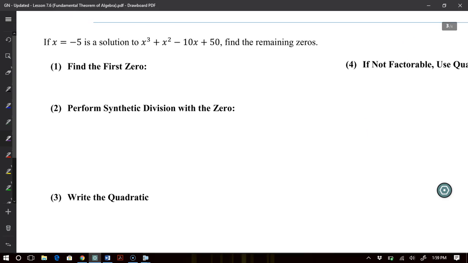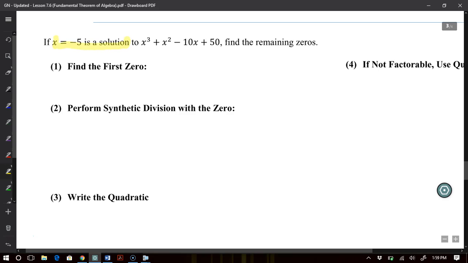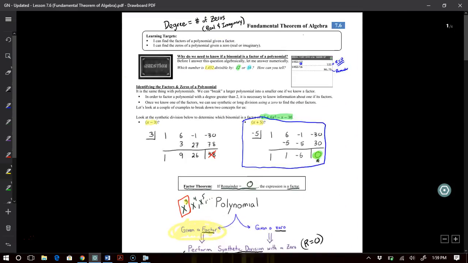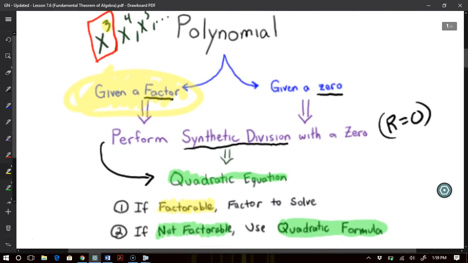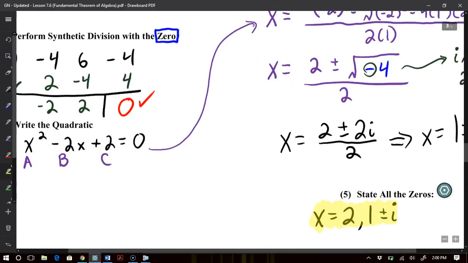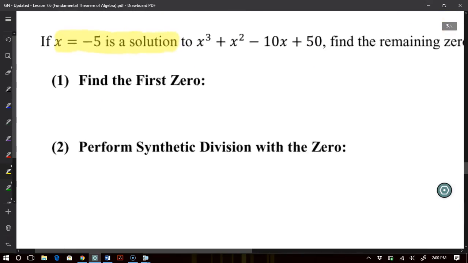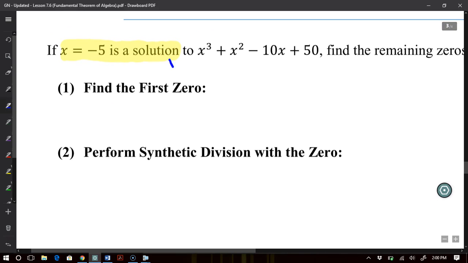If x equals -5 is a solution, and always look at what's given to you, because the flow chart on the front page is different for each one. You're either given a factor or you're given a solution as 0. In this case, we are given a solution. That means I am given one of my zeros automatically. I have no work to do. I know x equals -5, done. And I'm going to use that in the synthetic division as is.